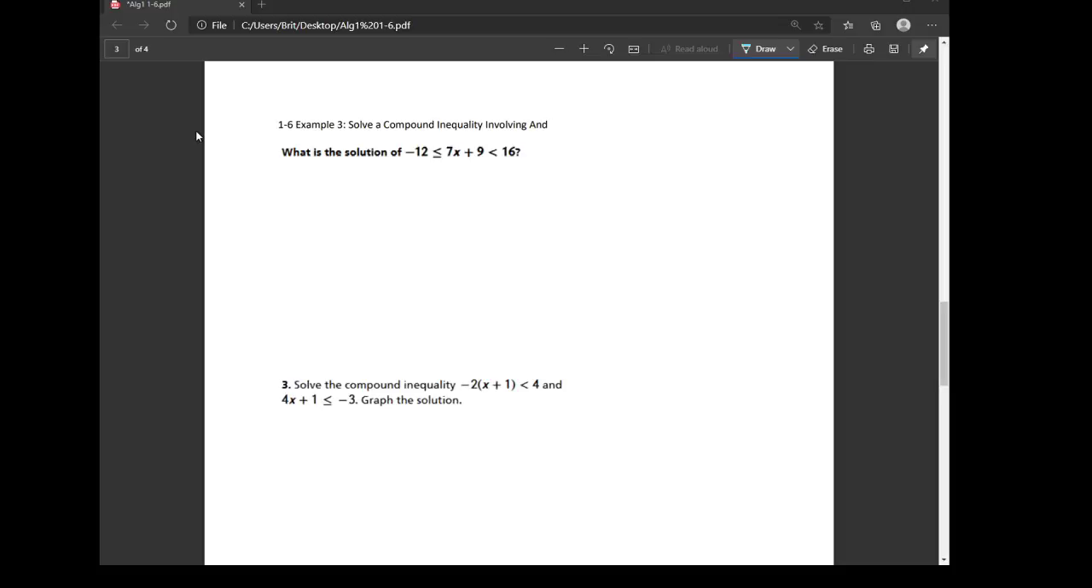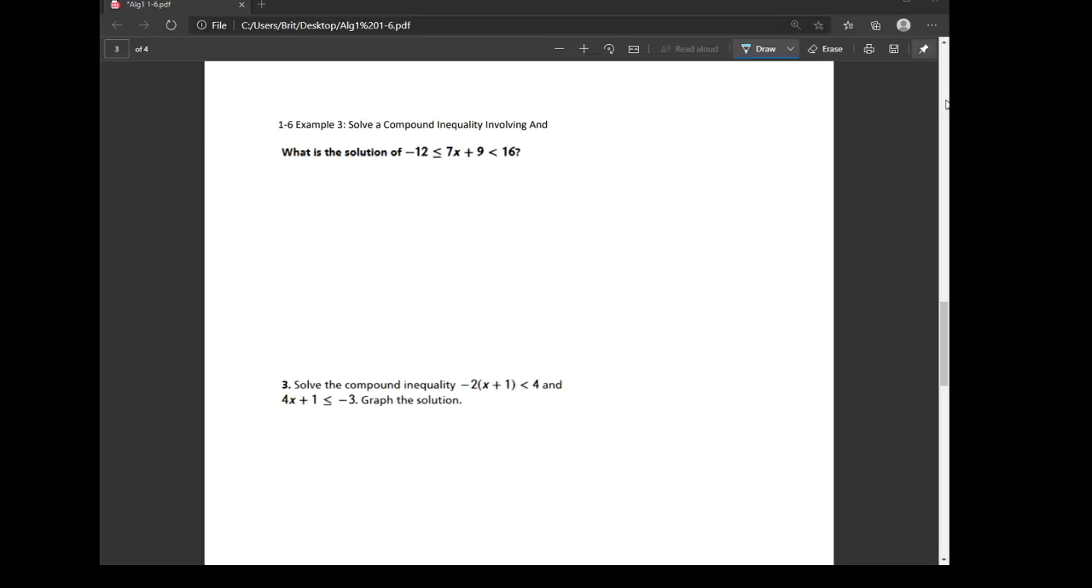This is example 3 from lesson 1-6 in the SavvasRealize Algebra 1 textbook. In this video we are looking at solving a compound inequality involving AND. When we have an AND inequality, we are making sure that our solution set solves two different inequalities. So it has to work for both of them.